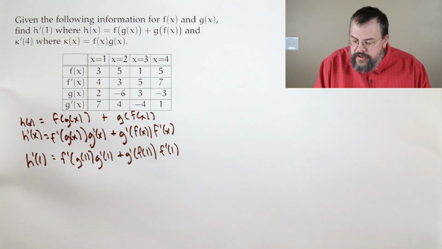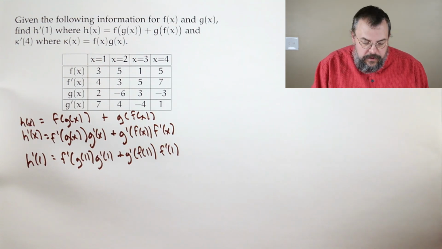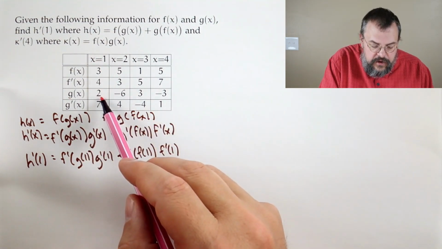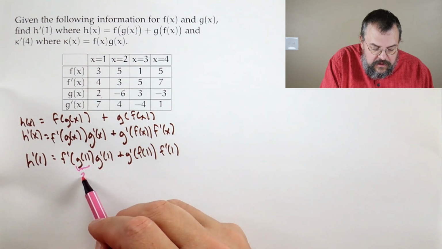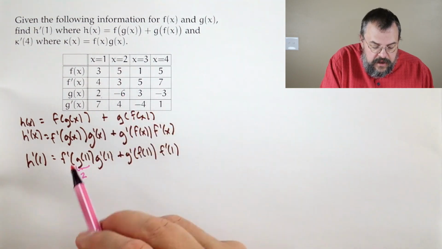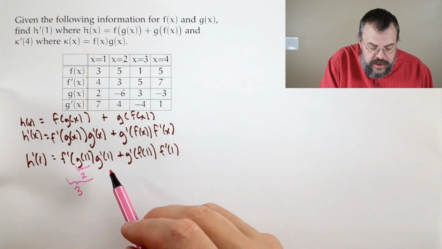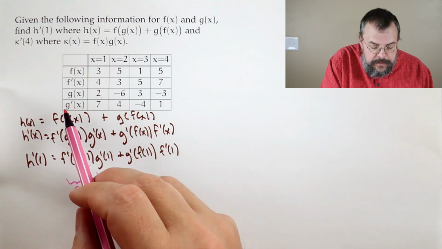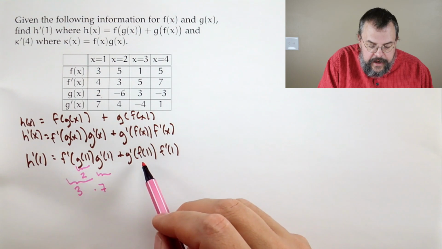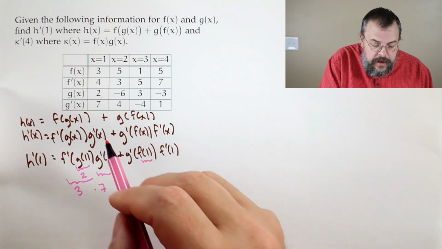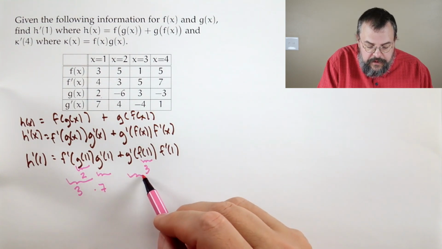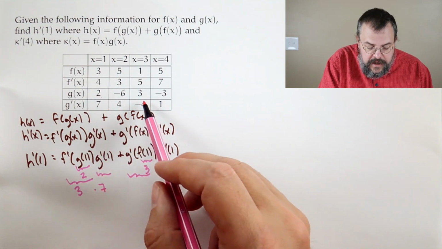So, what is g of 1? Well, we come up to our table and we say g at 1 is 2. So this part right here is 2. What is f prime of 2? F prime at 2 is 3. G prime of 1? Well, g prime of 1 is 7. All right. Okay, now come here. F at 1. F at 1 is 3. G prime of 3. G prime of 3 is negative 4.